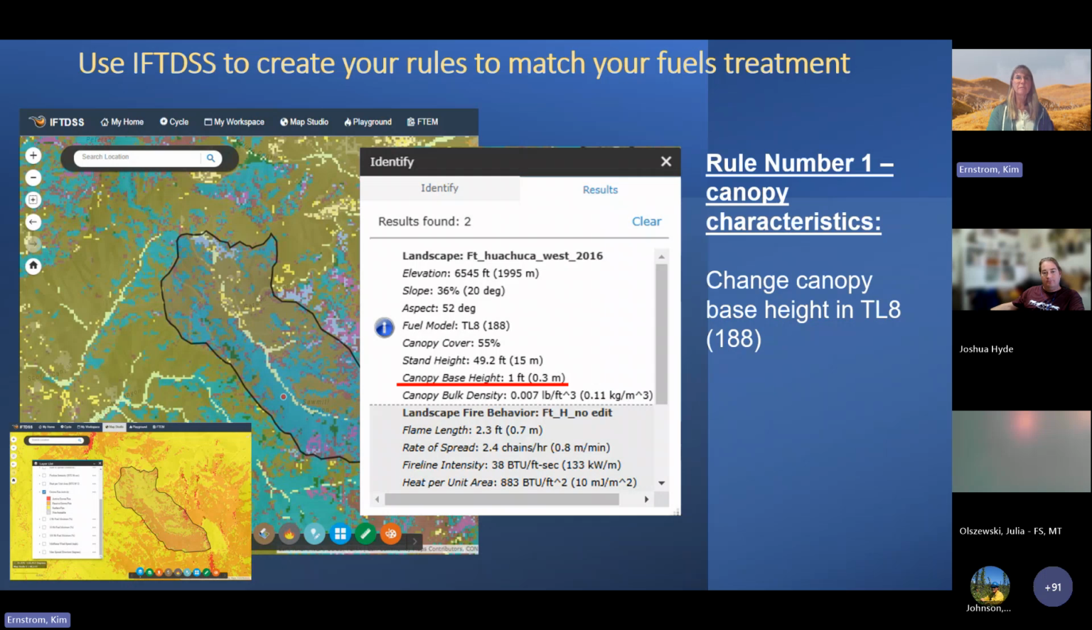Remember, I said it was about 1 foot when I clicked on it and clicked around. And remember, our crown fire activity was in the passive. It was the orange, which is the little thumbnail there in the bottom left. So I want to change that. I don't want as much passive crown fire. I want a lot less. So I'm going to change my canopy base height.